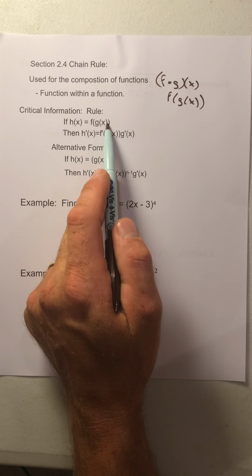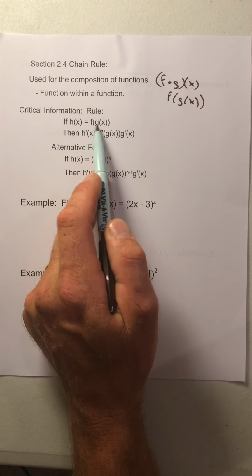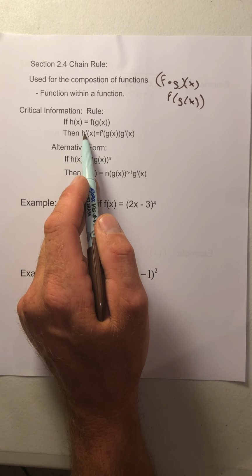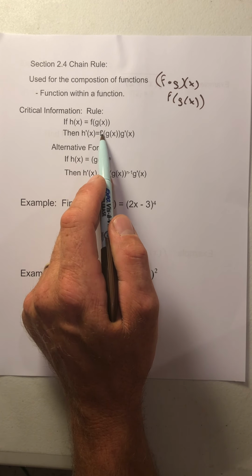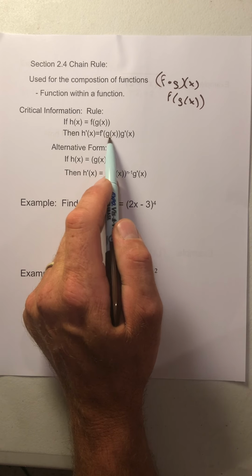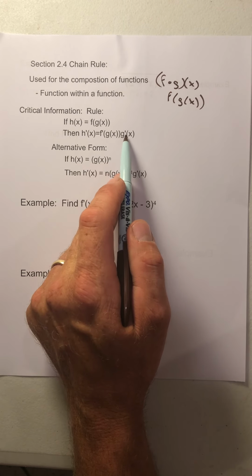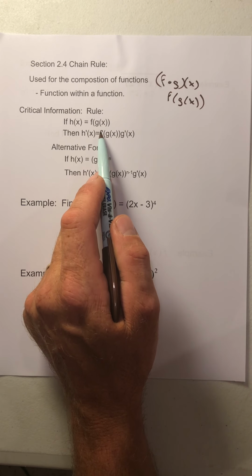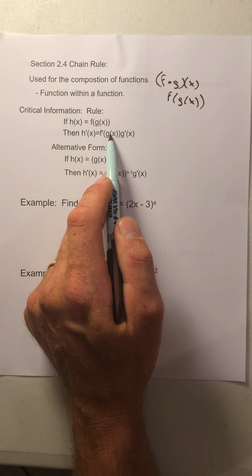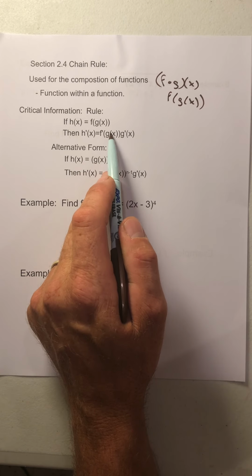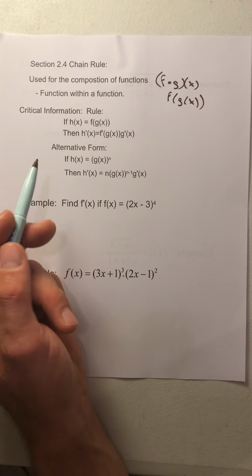h of x is going to be a composite function, f of g of x. h prime of x then is going to be f prime of g of x times g prime of x. So we took the derivative of the outside function, the inside function stayed the same, and we took the derivative of the inside function, g prime of x.